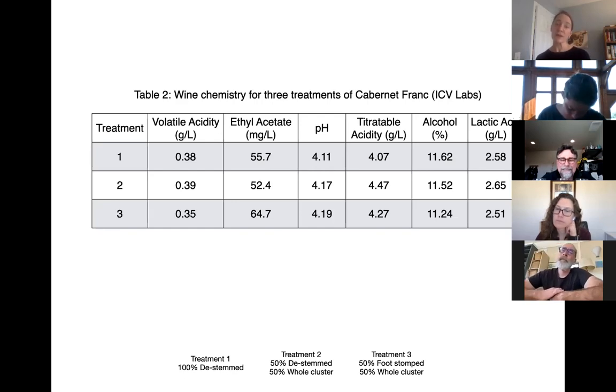We do see a little bit of increase in the pH as we get more stems along the way. And again, that's probably a byproduct of the fact that we've got more potassium coming out of those skins or stems, causing a little bit higher pH. This is a pretty high pH wine to begin with, and in this case, unfortunately, the stems pushed it even further that way.